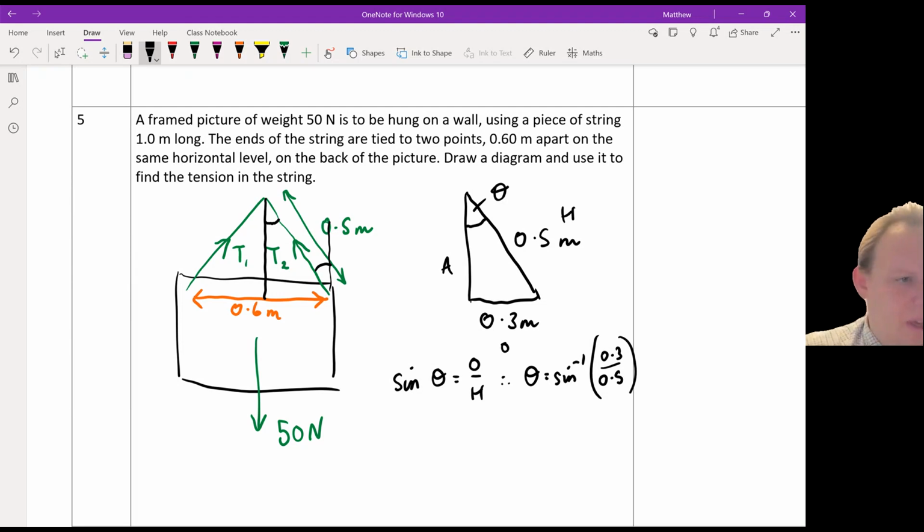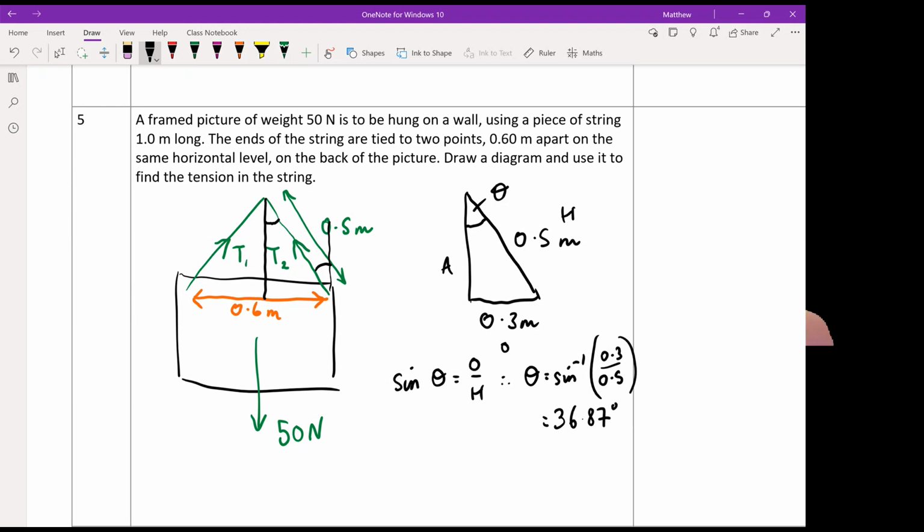That's 36.87. I'm only going to answer my question in the end to 2 significant figures, but so we don't make a rounding error along the way, let's record this as 36.87 degrees. So now I want to resolve the vector T.